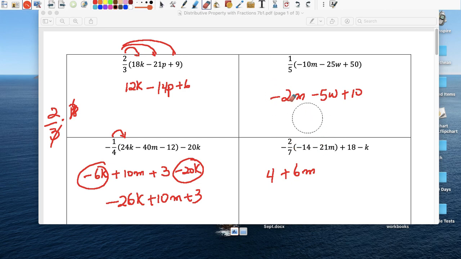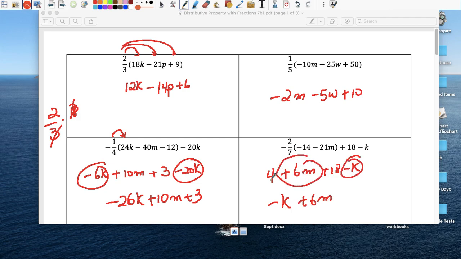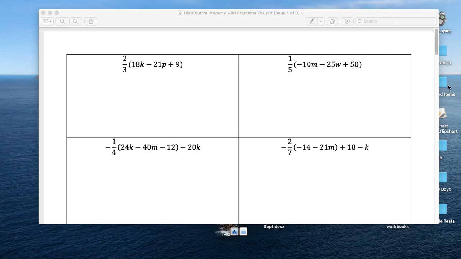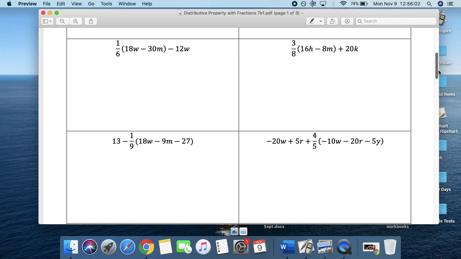Okay, and then plus 18 minus k. Well, we'll put it in order, so it will be minus k, right, alphabetical, plus 6m. And then the positive 4 and the positive 18, I can combine and that gives me 22. Okay, again, nothing.